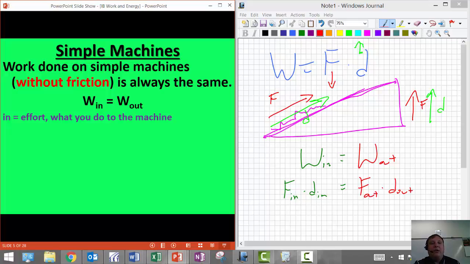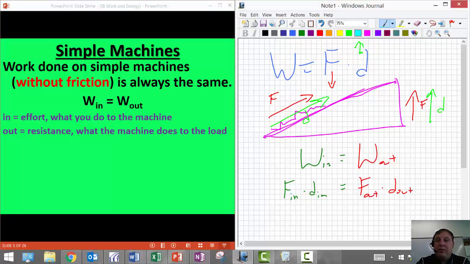Okay, now, the output is what the machine does to the load. So for this inclined plane, the output is going to be this section over here. What actually occurs from me going up the stairs. When you talk about a pulley, for example, the output work is not what you're pulling on, but what is being pulled up by the machine, the load that the machine is pulling up.